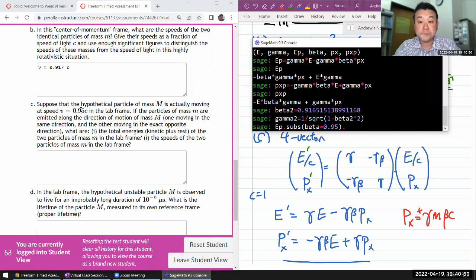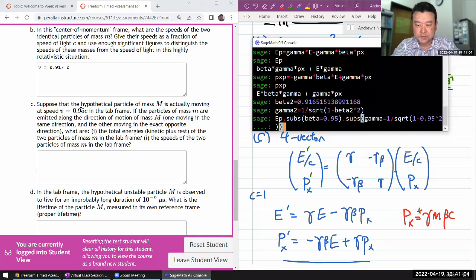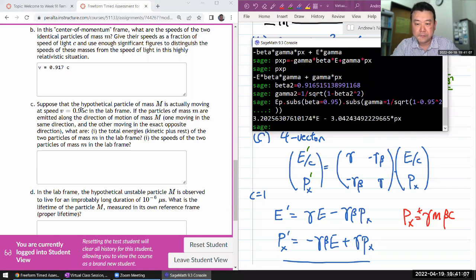And then substitute in gamma is equal to 1 over the square root of... There is a more efficient way to do it, but let me just do it this way so that I don't run out of time.